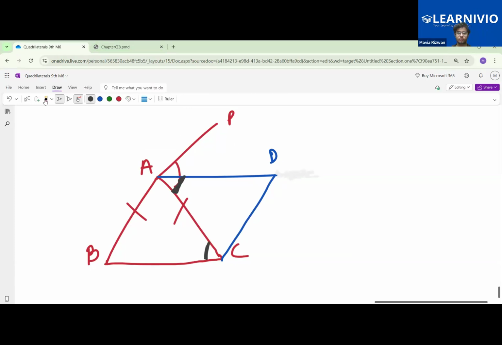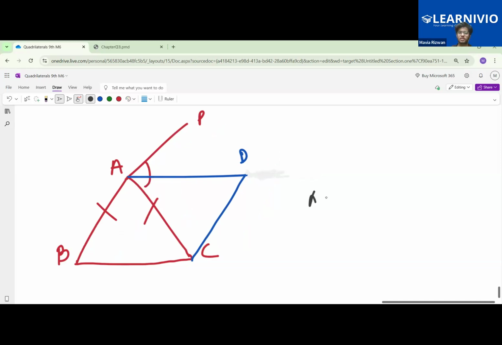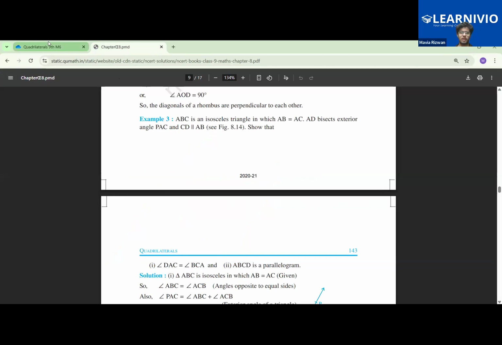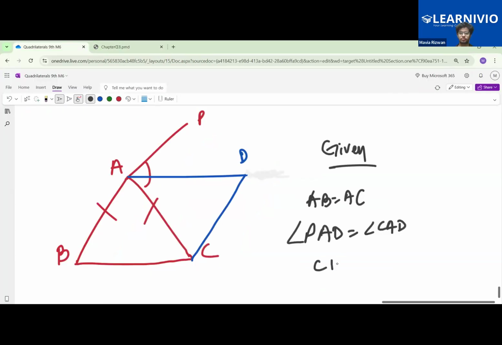Secondly, so we have to show... So first of all, what all is given? We are given that AB is equal to AC. This is the given. I'm writing the given part. AB is equal to AC. And we know that angle PAD is equal to angle CAD. Then what else is given? We have CD is parallel to AB. So this line is parallel to this line.